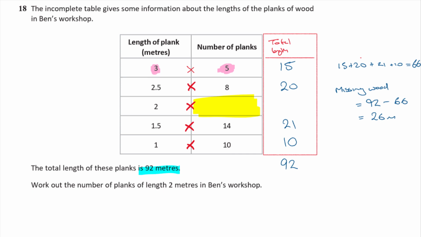So now each one of these missing blank ones that we need to find is 2 meters. So if we take the missing wood and we divide it by 2, that gives us 13. So that is the number of 2 meter planks that we're looking for. There are 26 meters altogether. Divide by 2, that gives me 13 planks. So there should be 13 in there. Work out the number of planks of length 2 meters: there are 13 planks.